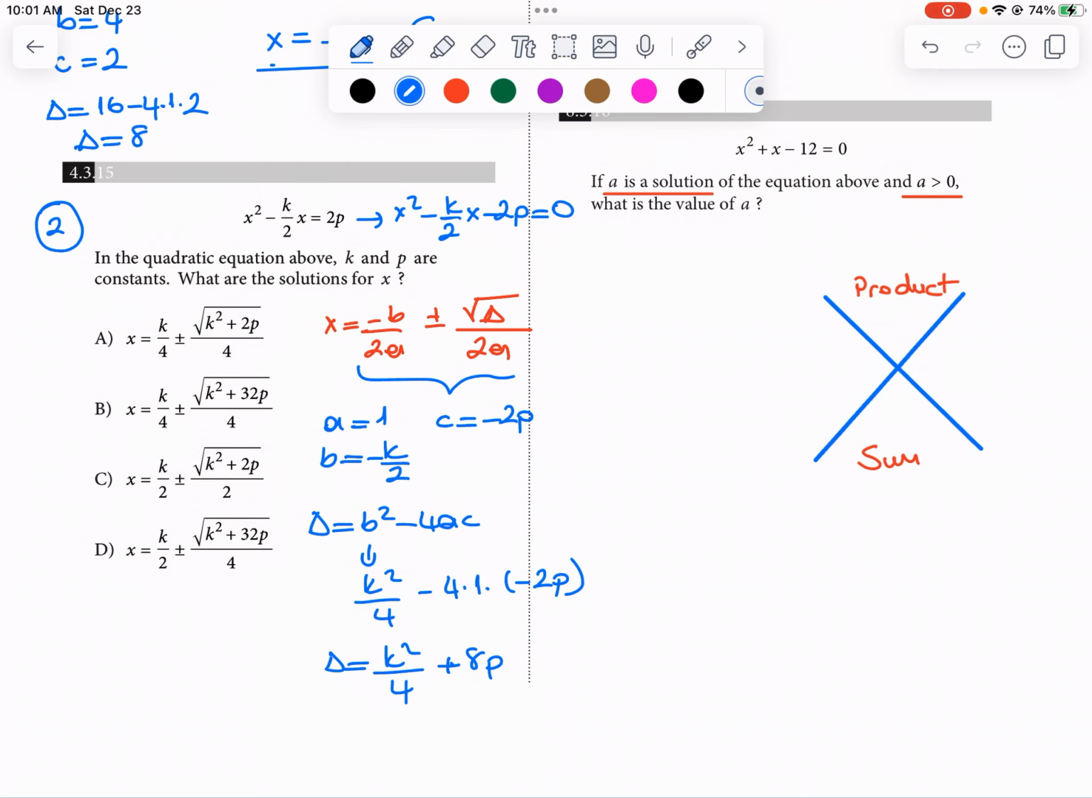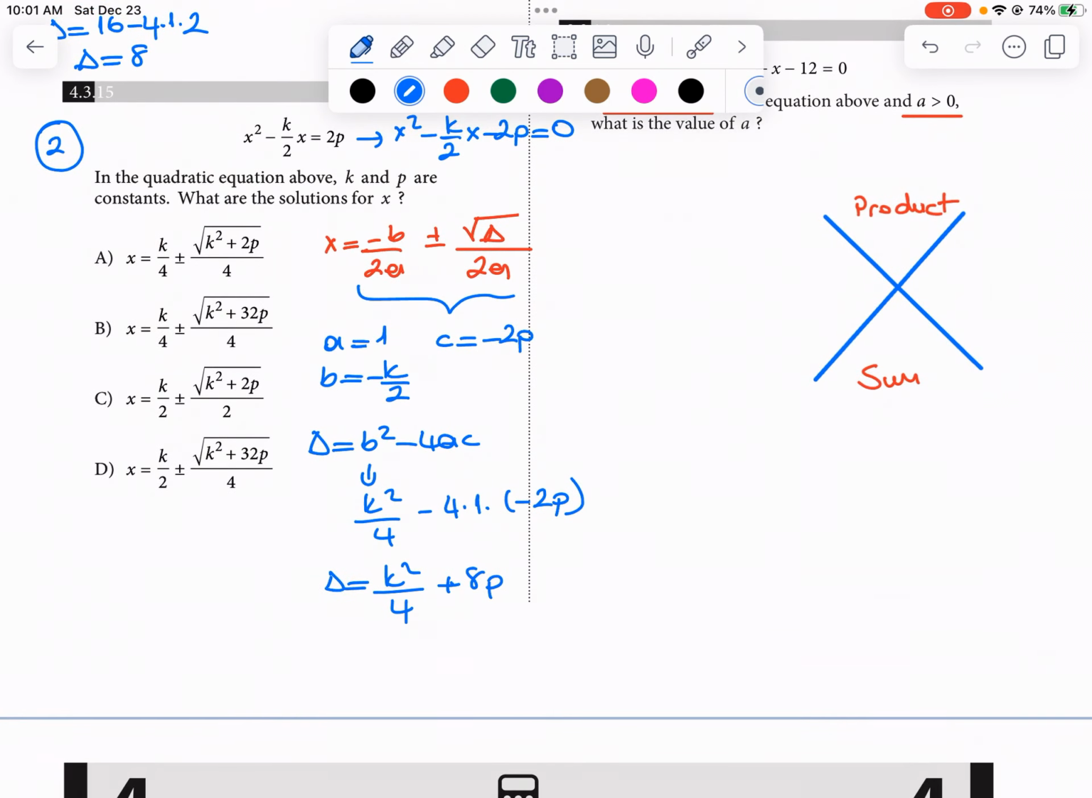8p. Okay, now we can apply the quadratic formula, which is negative b over 2a plus minus square root of discriminant divided by 2a. So negative b, which is k over 2. b is negative k over 2, so negative b is going to be k over 2. So plus minus square root of.